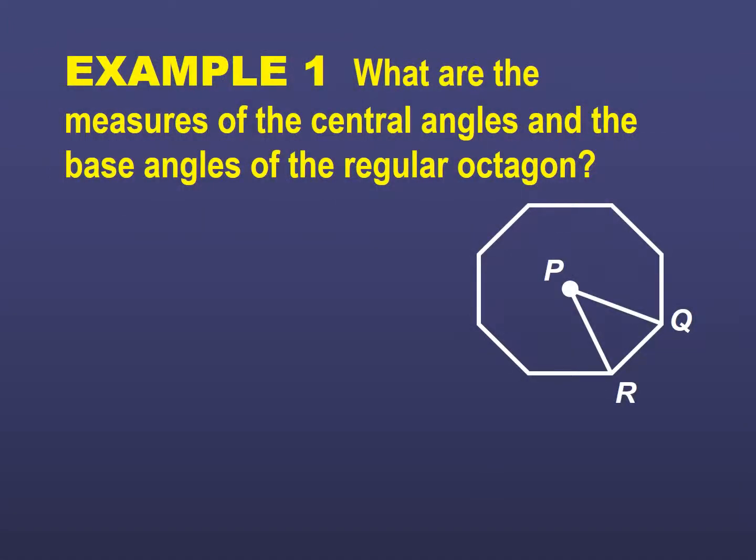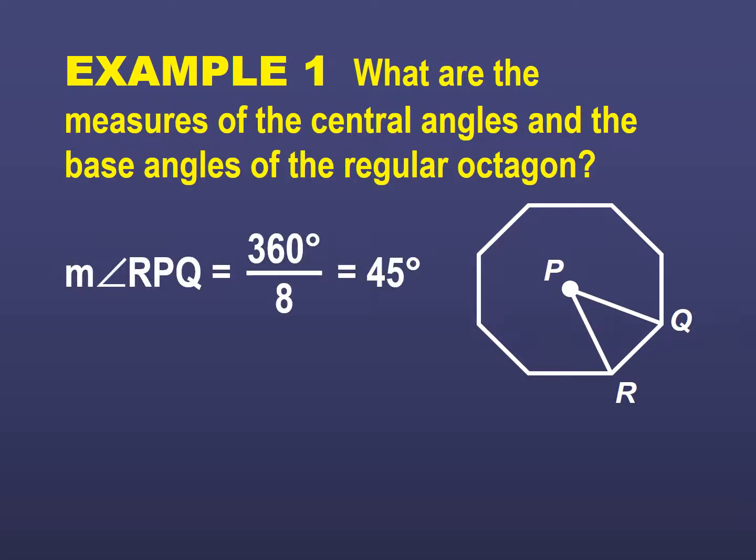So let's say we're looking at this polygon and we wanted the central angles. The central angle is 360 divided by the number of sides. Since this is an octagon, we divide by 8. That means it's 45 degrees. So the central angle RPQ is 45 degrees.